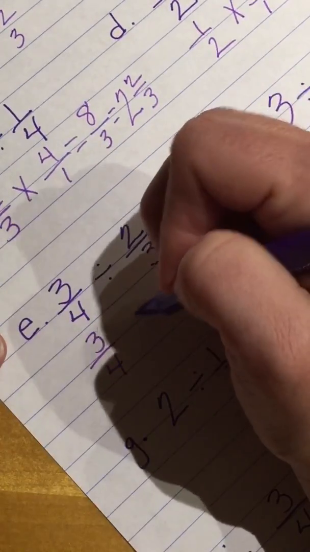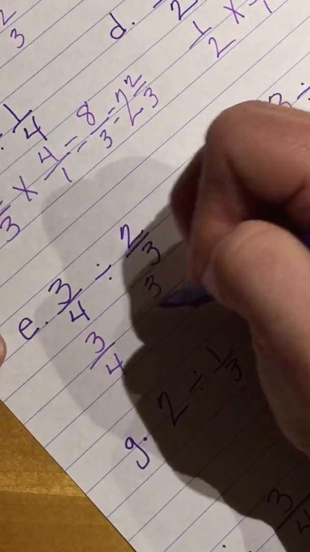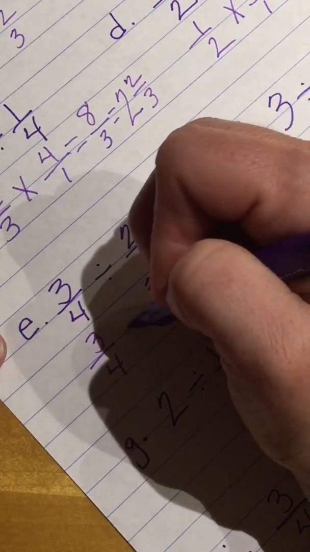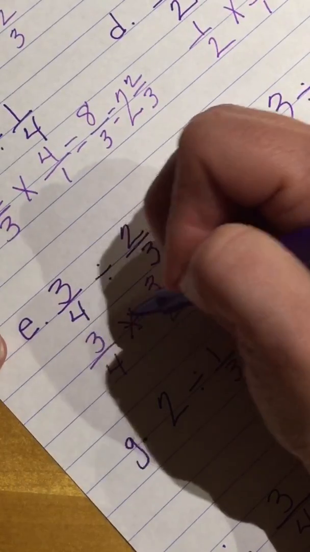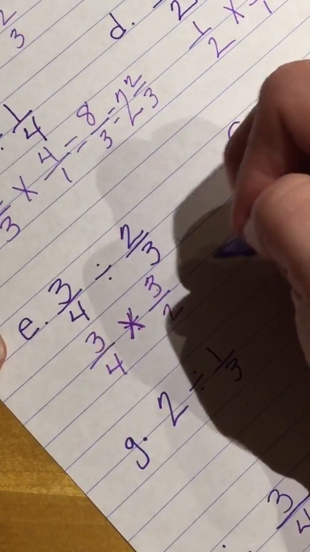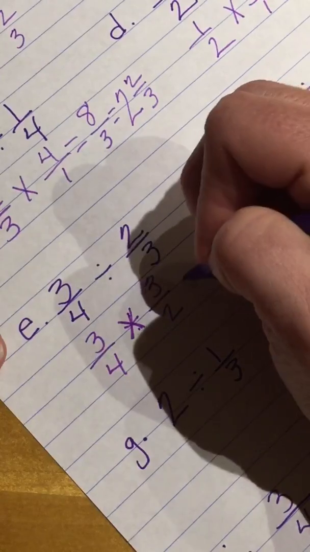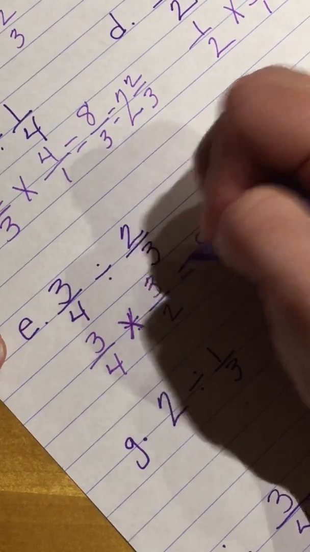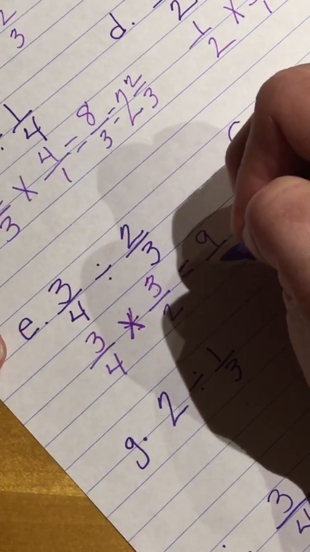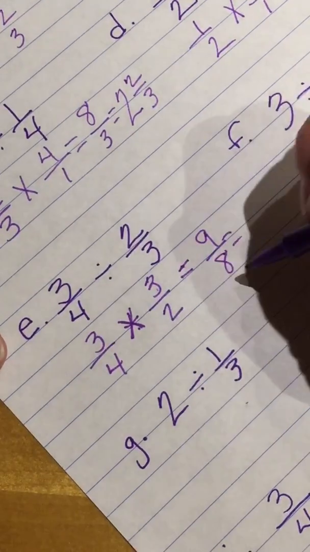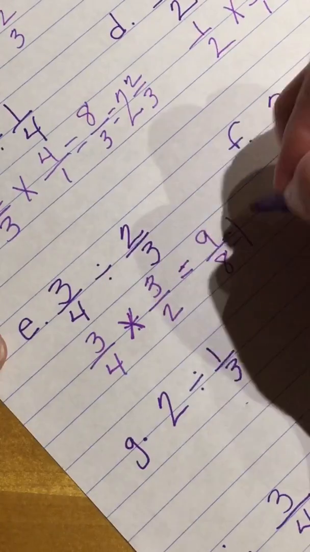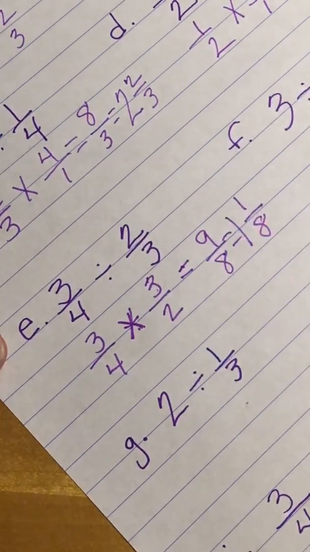3/4. I find my reciprocal, 3/2. I change that into multiplication. 3 times 3 is 9. 4 times 2 is 8. That's an improper fraction, so I know 8 goes into 9 one time, and I have 1/8 left over.